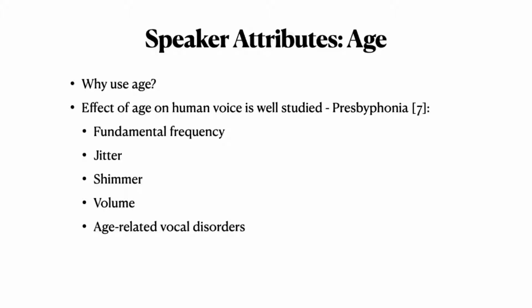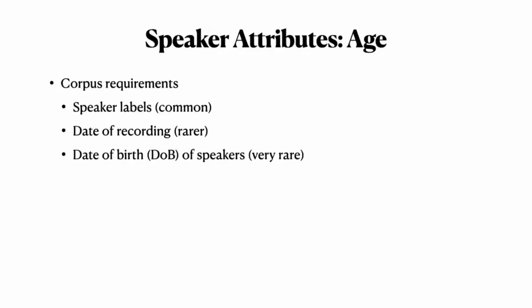But first of all, why use age? The effects of age on the human voice is fairly well studied, and the phenomenon is sometimes referred to as presbyphonia, which leads to changes in things like the fundamental frequency, reduction in volume, along with other aspects which change the quality of the voice. For age labels, we require the corpus to, of course, have speaker labels, but we also require both the date of the recording in addition to the date of birth of the speaker, which is extremely rare.